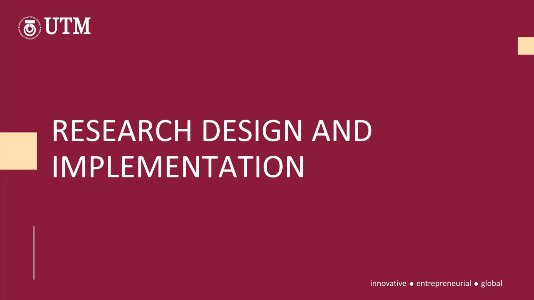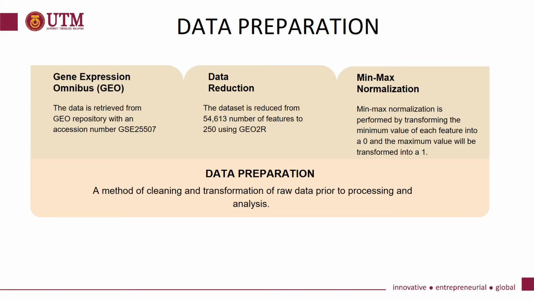In this part, the research design and implementation will be explained in detail through data preparation, data characteristics, model parameters, and feature selection. Data preparation is the method of cleaning and transformation of raw data before proceeding to processing and analysis. In this study, the data is retrieved from the GEO repository with accession number GSE25507. The dataset is prepared by an experiment profiling by array, in which microarray from gene expression was made on purified RNA from peripheral blood lymphocytes in children.